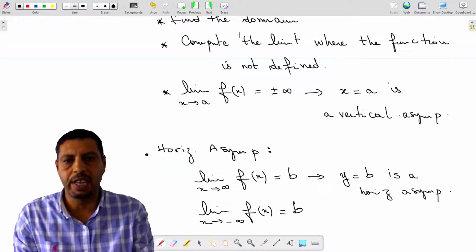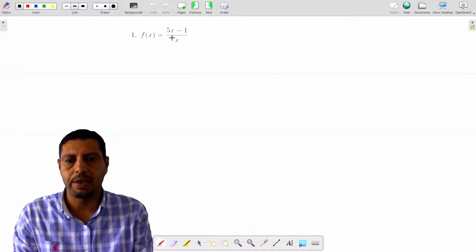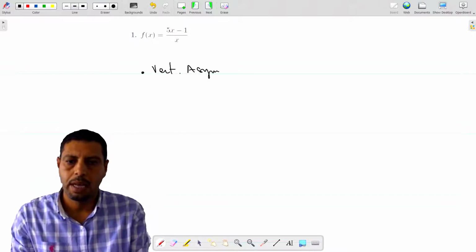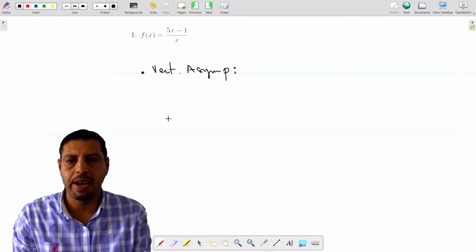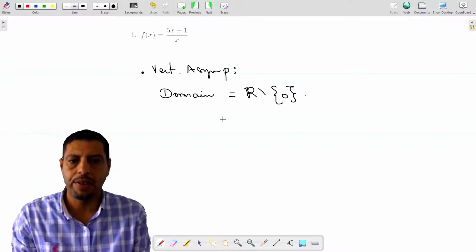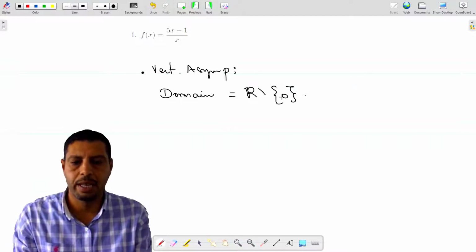So let's start with our first function. We have f of x equals 5x minus 1 over x. I will start by identifying the vertical asymptotes. And remember that the first step is to identify the points where the function is not defined. Here you can see easily that it's a rational function, so the denominator must not be equal to 0. So x is not equal to 0. The domain is the set of all real numbers except 0. So if you have vertical asymptotes, it's going to be at x equals 0.